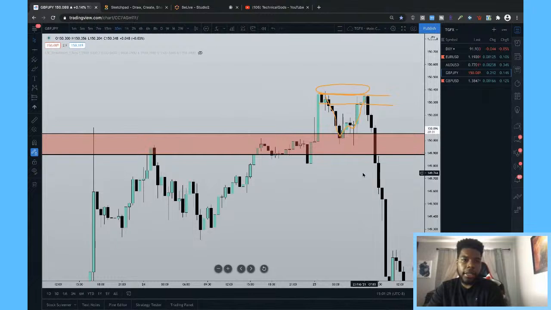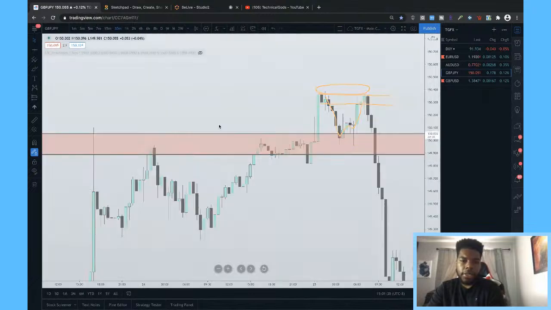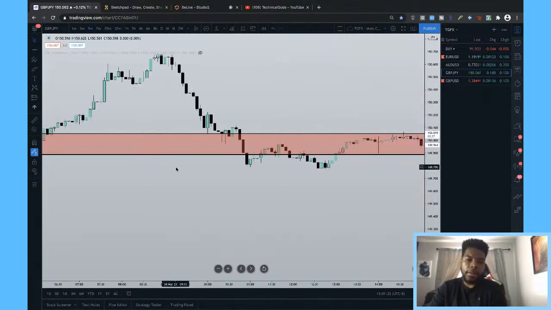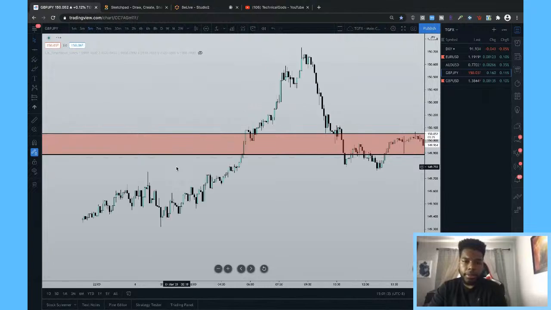All right, so let's drop to the 5-minute time frame and see if we can find a transition there, as well as to the left where that wick shot up.